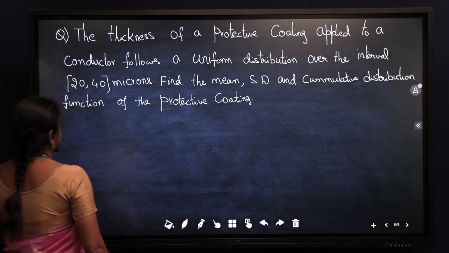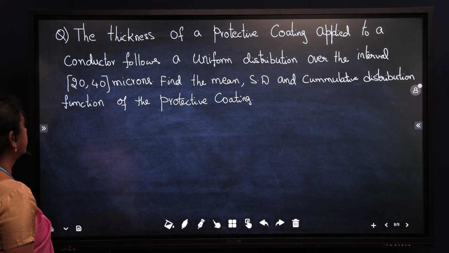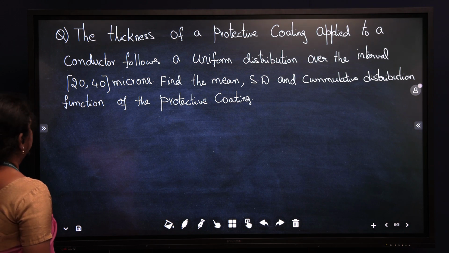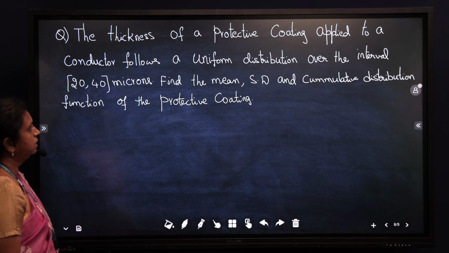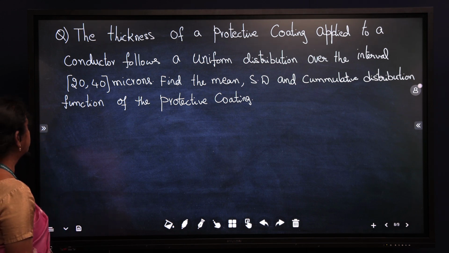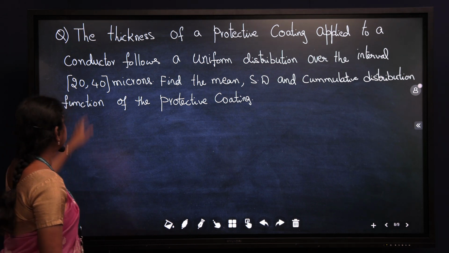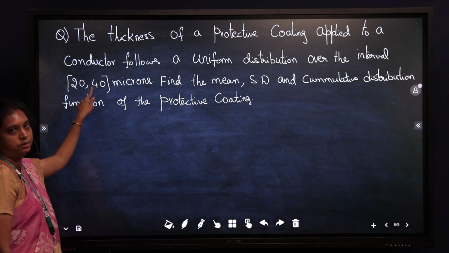First let us see what is the given question. The thickness of a protective coating applied to a conductor follows a uniform distribution over the interval between 20 and 40 microns. Find the mean, standard deviation and cumulative distribution function of the protective coating. So what is given is the interval 20 and 40. That means the a value is 20 and the b value is 40.